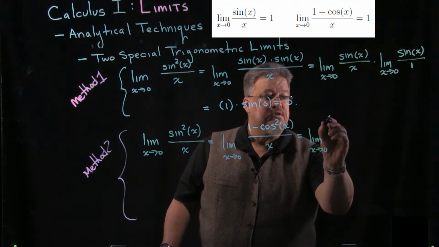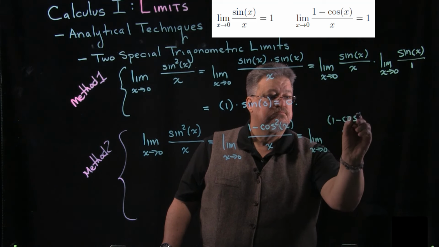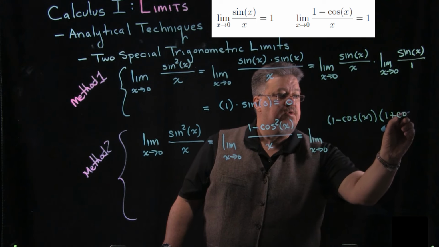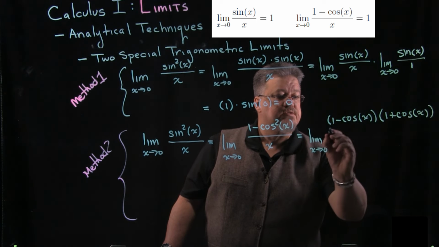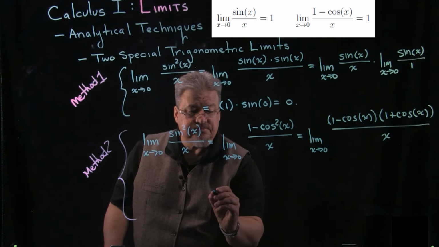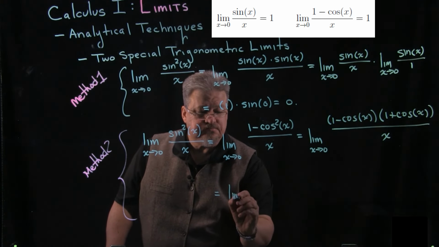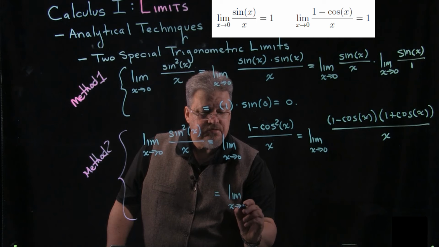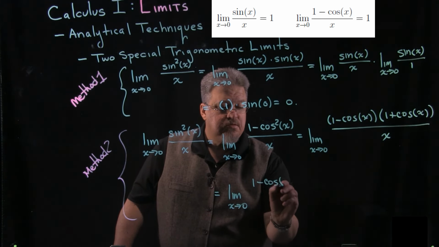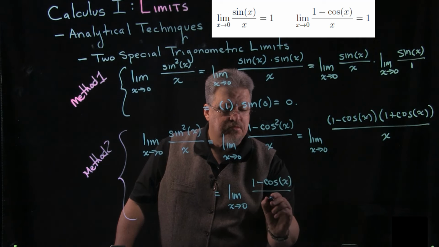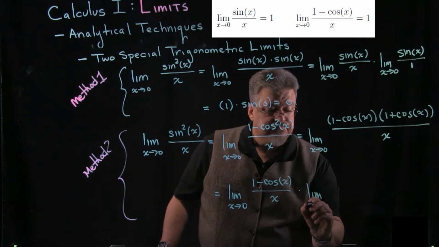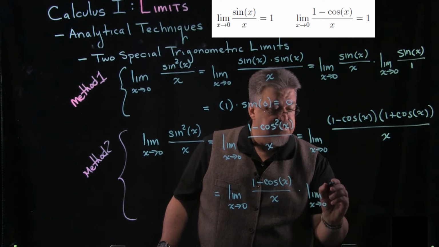So we can write the limit as the difference of squares. 1 minus cosine x times 1 plus cosine x over x. Again, we can separate. And this separation is only valid when both limits exist.